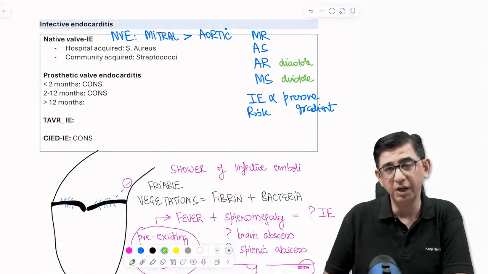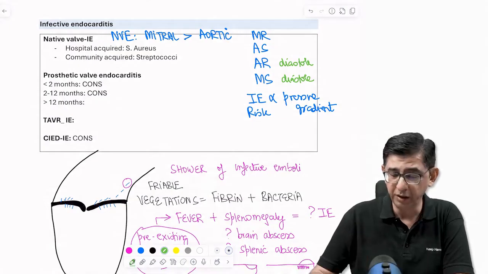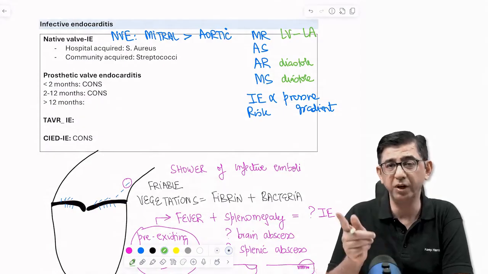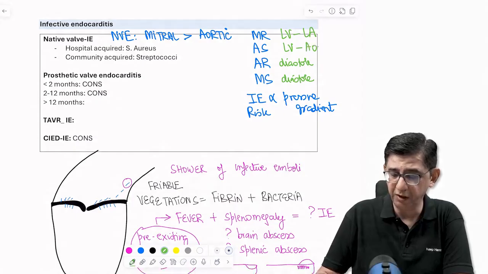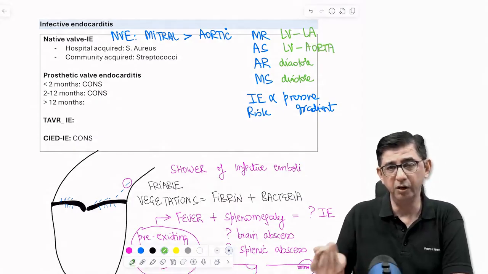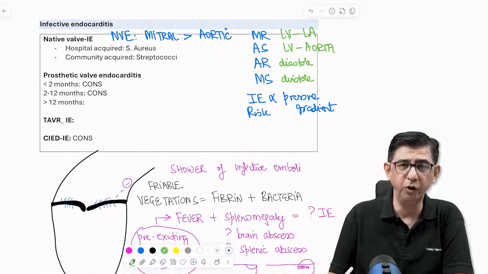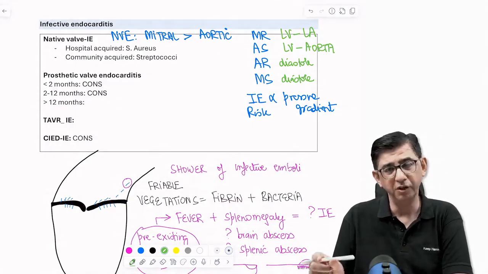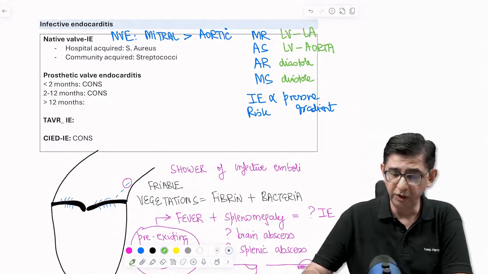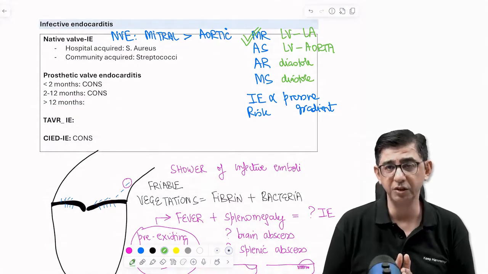Between MR versus AS, which of the two operates at the highest pressure gradient? In mitral regurgitation, the pressure difference at which the murmur is created is LV minus LA. Aortic stenosis is because of the pressure difference between the left ventricle and the aorta. Left ventricle pressure is 120, aorta pressure is also 120, or maybe let me say because of hypertrophy left ventricle pressure is 125, aorta pressure is 120. So it's a difference of only 5. But if you look at the pressure gradient here, mitral regurgitation operates at the highest pressure gradient.